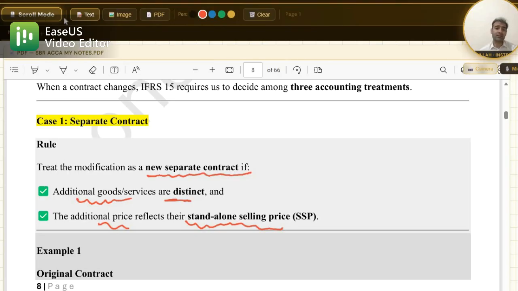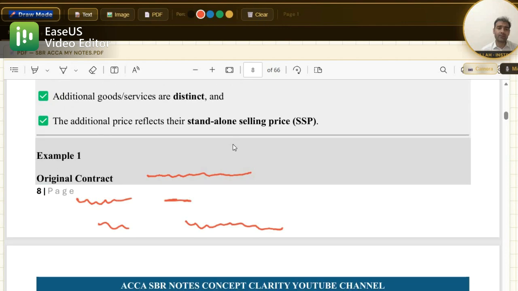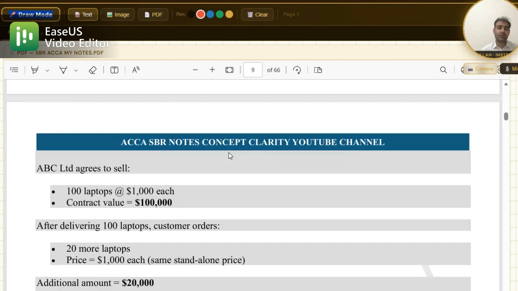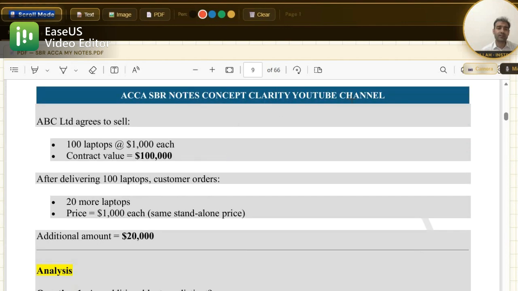Here we have an example. The original contract: ABC Ltd agreed to sell 100 laptops at 1,000 each. After delivering 100 laptops, the customer ordered a further 20 more. The price each is the same, the standalone selling price. The additional amount is 20,000.